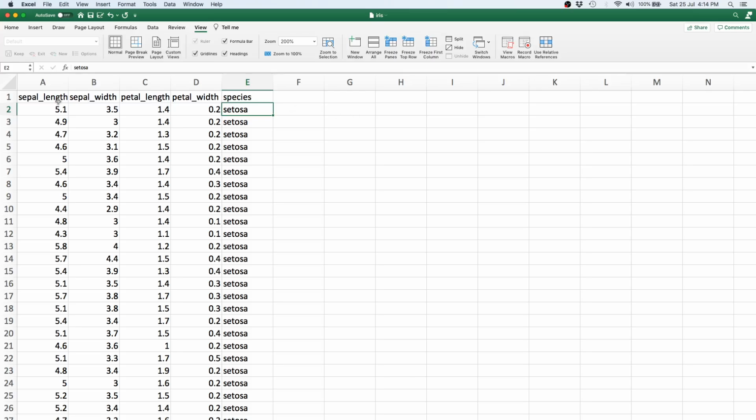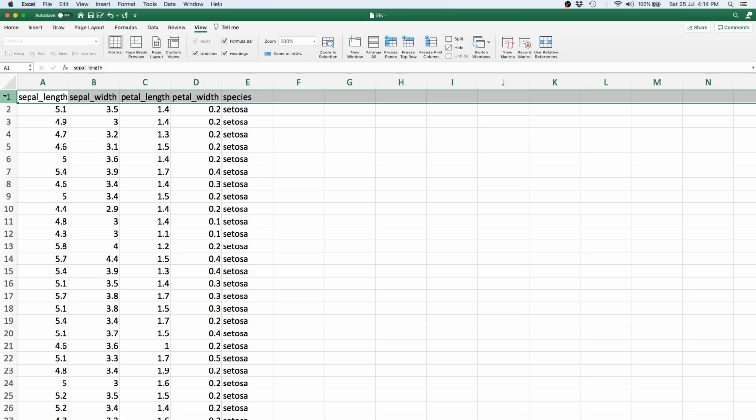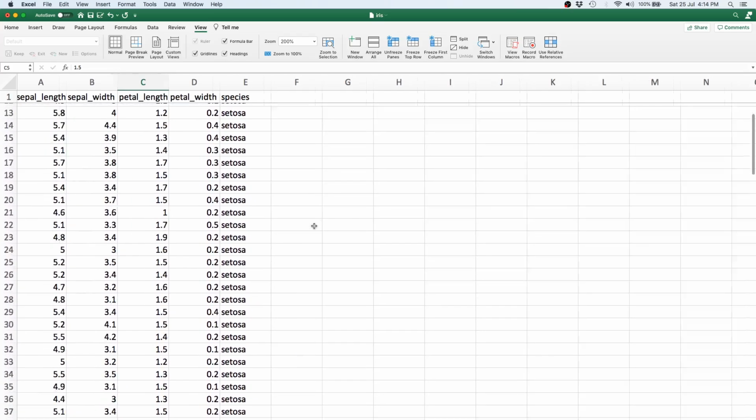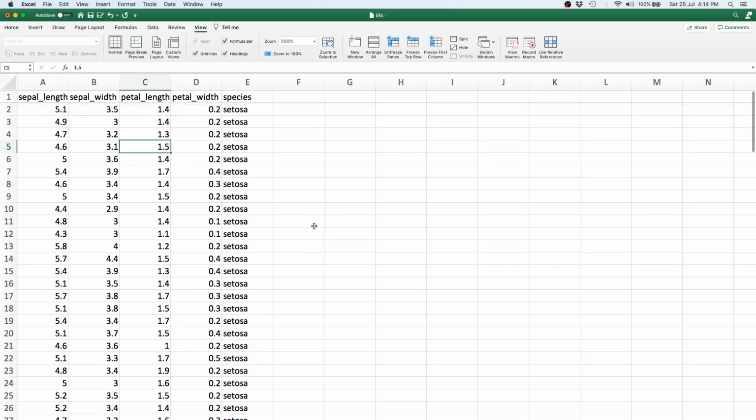Before we start, we have to designate the first row of our data as the header. You see, Excel yet doesn't know that this is our header. In order to do that, we can just go to the View tab over here and click on Freeze Top Row. So when that happens, you see that Excel has frozen the top row, which means that no matter how much I scroll, I can always see the top row. So what that means is that Excel now knows that this is the header of my file.